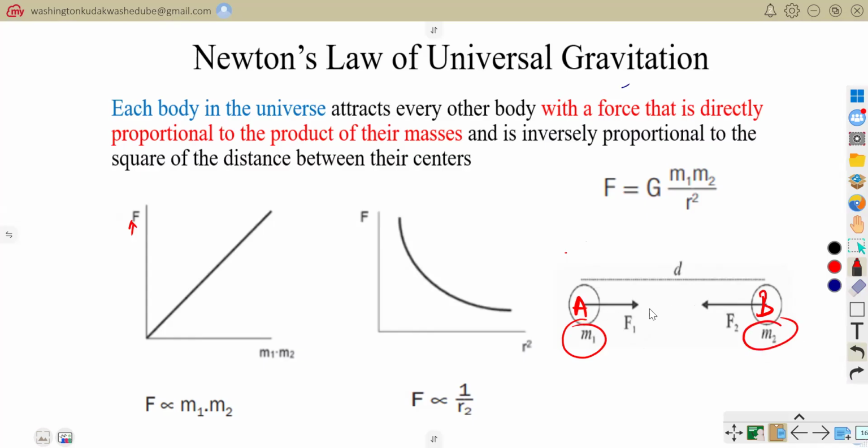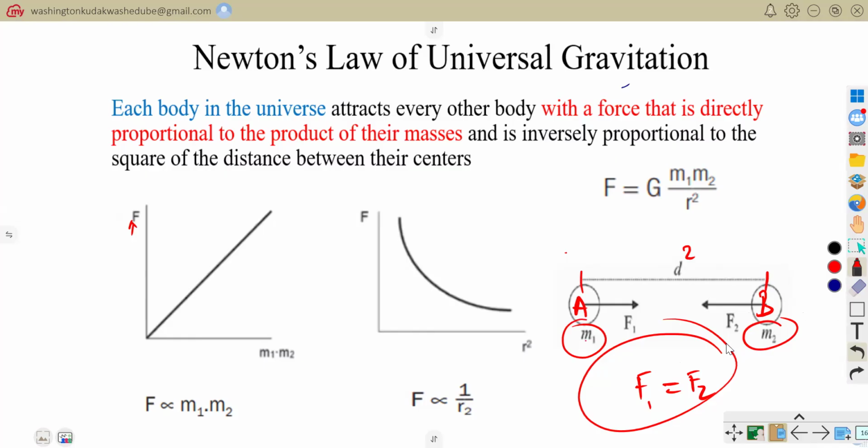You would see that body A and body B attract each other with a certain force, where F1 is equal to F2. These are the forces of attraction, where we are simply saying that the universal gravitational force is equivalent in between body A and body B. And that force is directly proportional to the product of mass 1 times mass 2. However, it will be inversely proportional to the square of this distance that is in between the two centers.